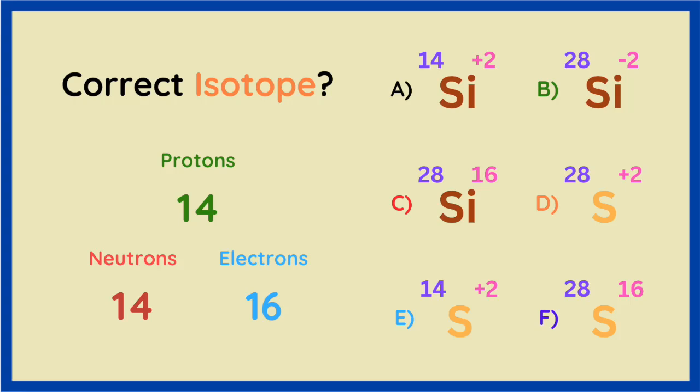What's the correct isotopic notation for an element with 14 protons, 14 neutrons, and 16 electrons? We have 6 options and we'll take this one at a time.